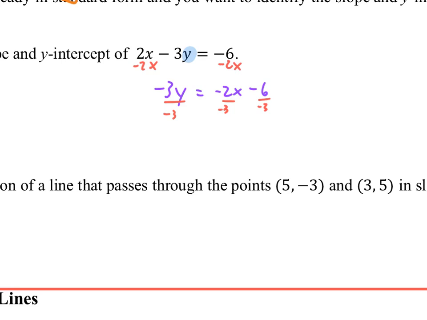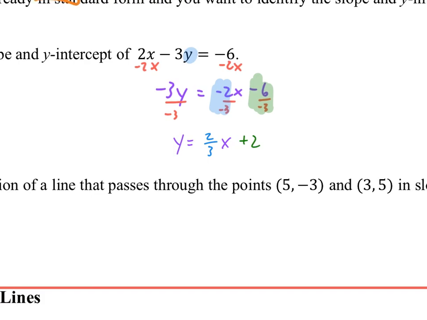Of course, on the left side, we just get y. Here, looking at the slope, negative and negative give me a positive 2/3 x. And then looking at the y-intercept, a negative and a negative would give me positive 2. So there's my slope-intercept form.